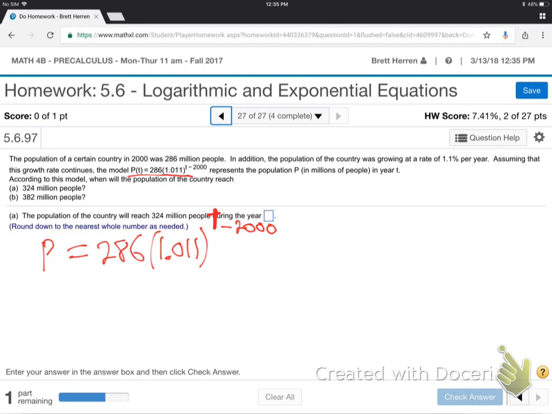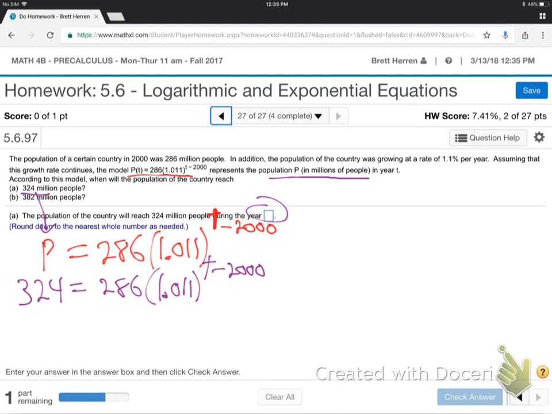Now, basically, if you read the question, they want to know 324 million people. Where do I plug that 324? P. Yeah, it says P. P is millions of people, population. So, yeah, 324. And they want me to solve for T. They're saying, in what year? So let's just solve that equation for T. That's all it is. Just plug in. We don't really have to do anything with the words. Just plug in the 324 for the P. Then solve for T.